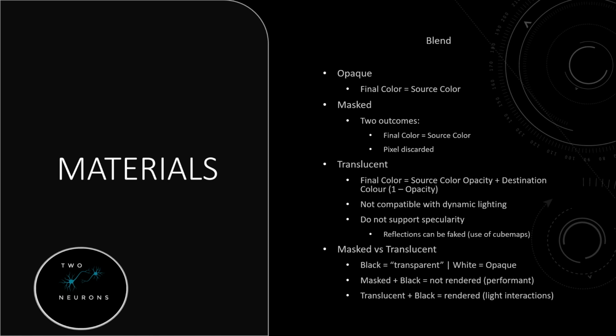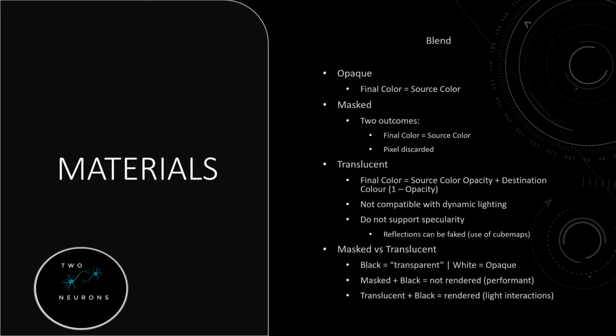So if you take a black and white texture and apply that to an opacity mask, and then apply a base color of bright pink, wherever the white is on the mask is that pink material. Wherever the black is, we're either seeing through it if it's translucent, or it's not being rendered if it's masked. So masked and black, not rendered, which is performant. We want that when we are looking at a chain link fence. But translucent and black, it is still rendered even though there is nothing there to see. And the reason for this is that it has light interaction still.